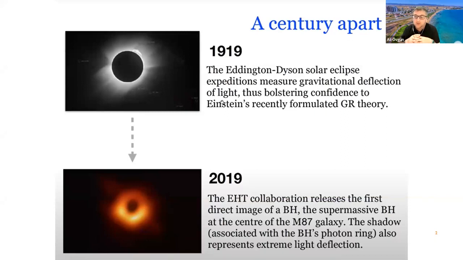And this image was made possible by the extreme light deflection caused by the black hole's photon ring, which casts a shadow in the surrounding matter. And these two events, a century apart, both provided crucial evidence for our understanding of gravity and also the behavior of space and time in the presence of massive objects.